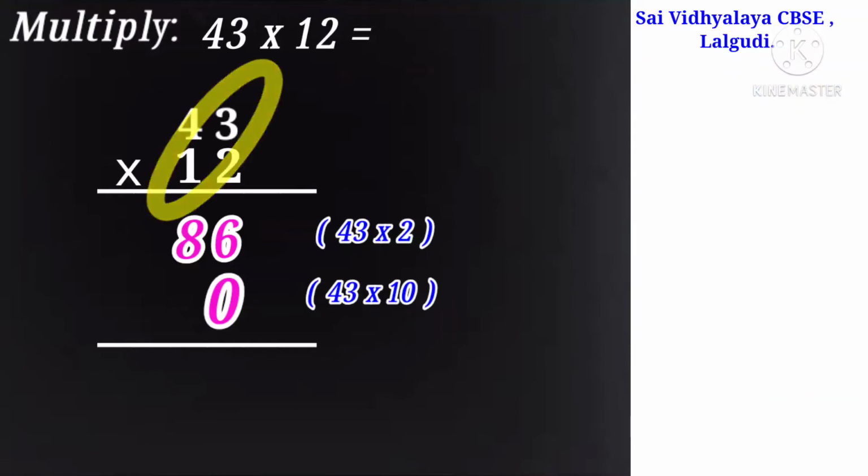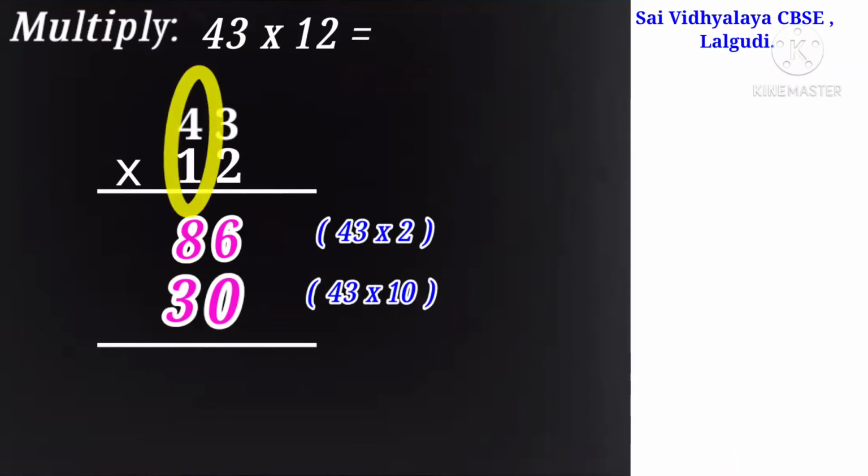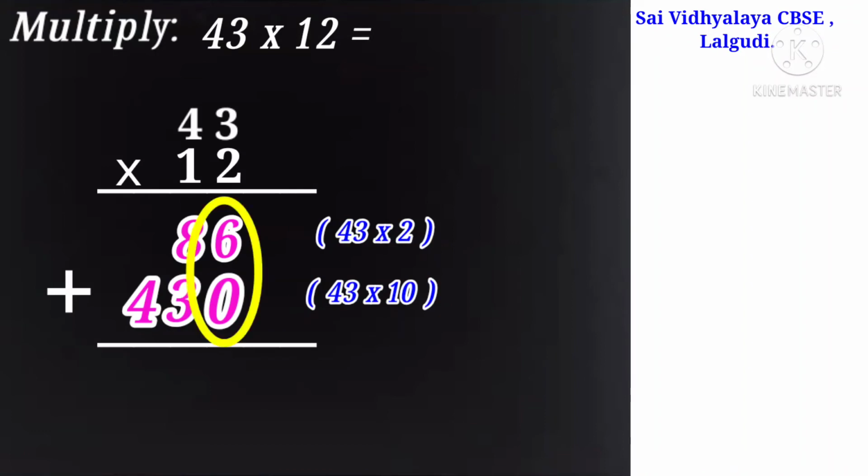Now 3 into 1. 3 ones are 3. Write 3 in the tens place. 4 into 1. 4 ones are 4. Write 4 in the hundreds place. Now we have to add these answers. 6 plus 0 is 6. Write 6 in the ones place. 8 plus 3. 8 plus 3 is 11. Write 1 in the tens place and 1 as the carryover in the hundreds place.